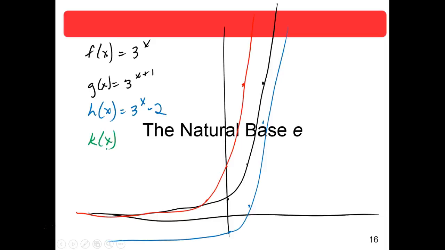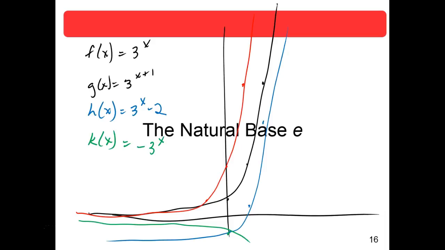K of x is equal to minus 3 to the x. What would that be? It would be a reflection which way? Across the x-axis. So you take this one here, reflect it down here. I didn't leave enough room for this, but it's heading down that way.